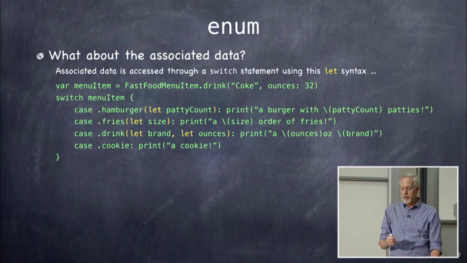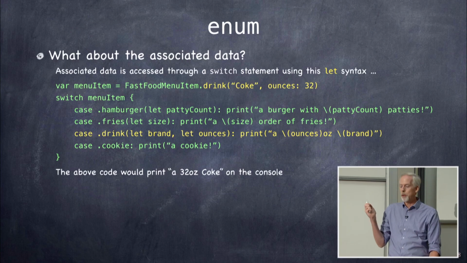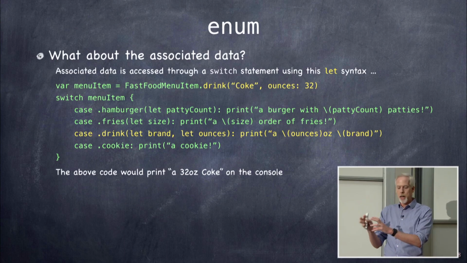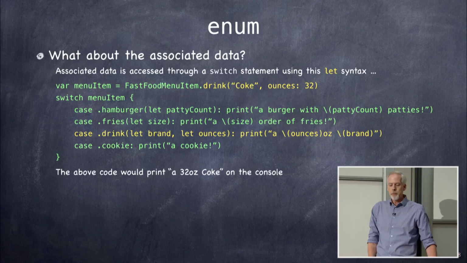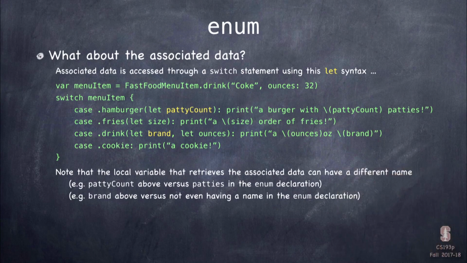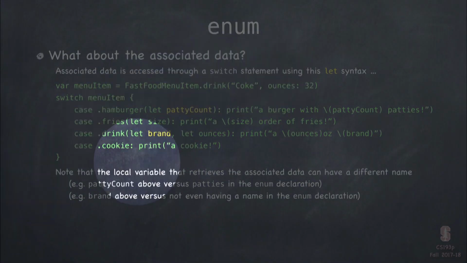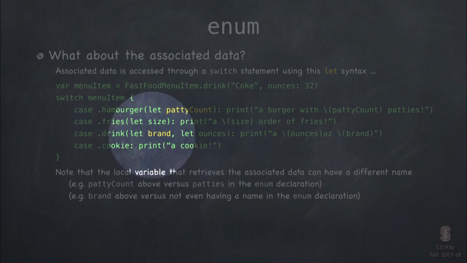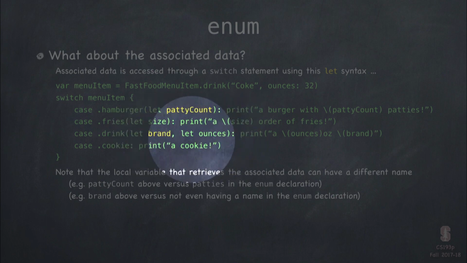Now, that little name that you use, so if this were a Coke, it would print whatever ounces Coke right there, because it's getting the Coke into brand, it's getting the ounces into something called ounces, and then it's doing that print. This naming does not have to be the same names as you declared the enum with. In fact, if we look at this Coke one right here, this let brand, remember in the original enum, that didn't even have a name. It was just a string, right? And it had ounces, colon, ounces.